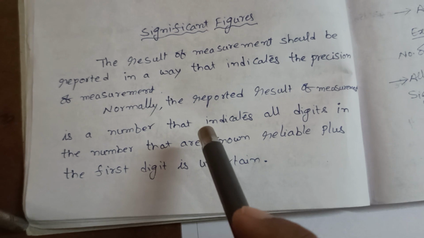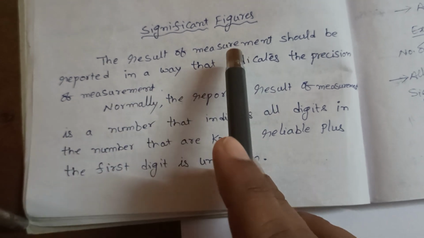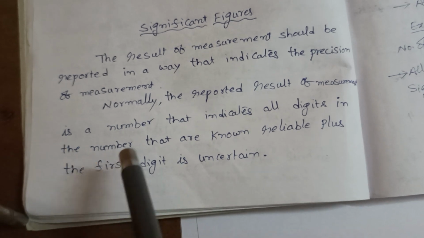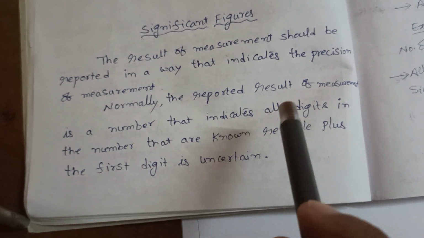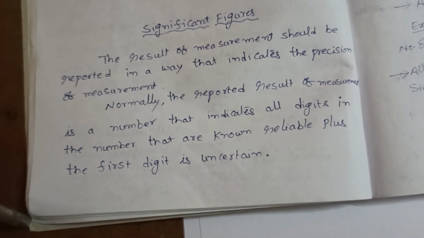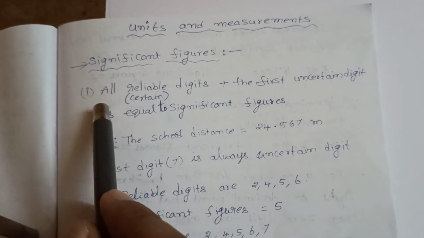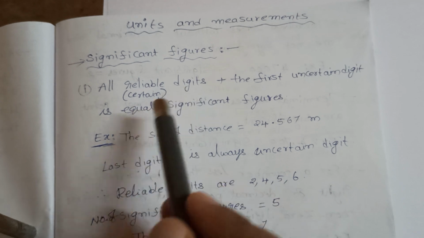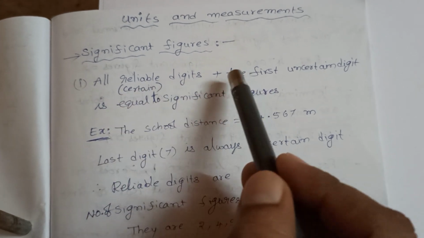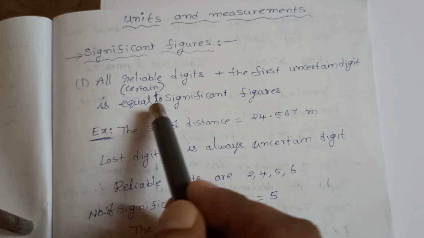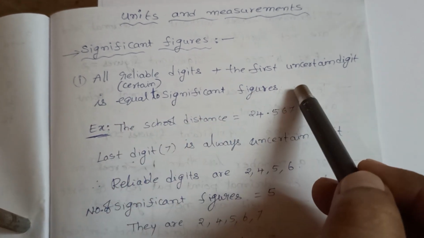So the significant figures mean certain digits plus the uncertain digit. Significant figures means all reliable digits, that is, the certain digits plus the first uncertain digit, equals significant figures.